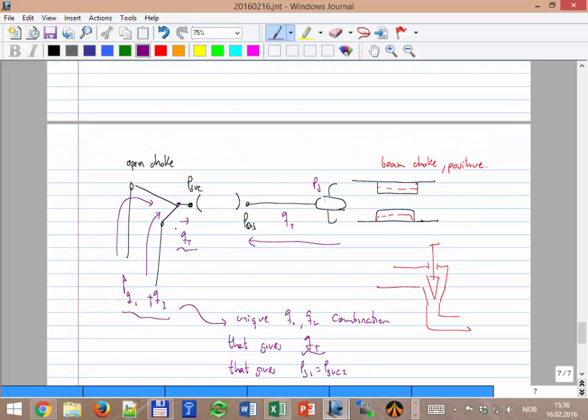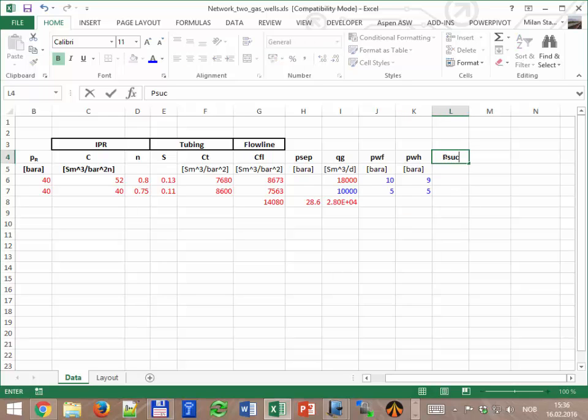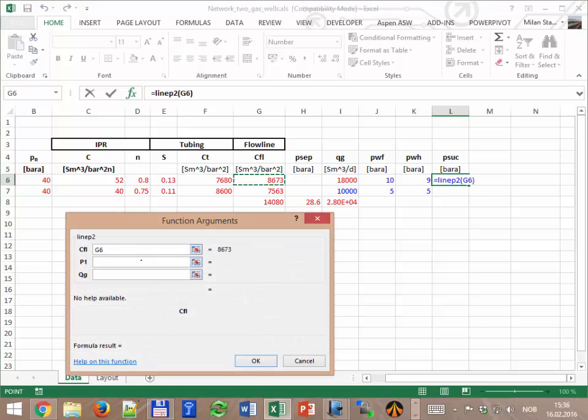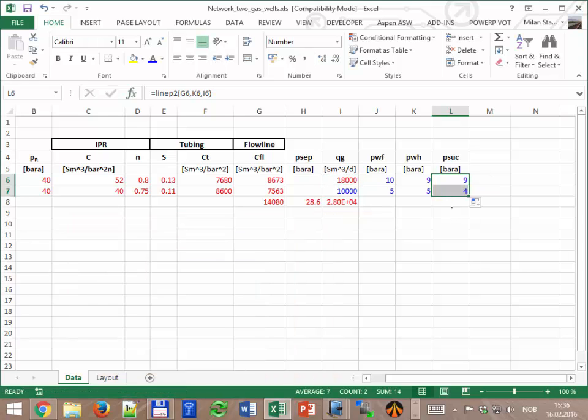My system, now I'm here for both wells, and I have to continue to the junction, or to the suction. So let's put that P suction, and that will be line P2 again, and here I think is the C of the flow line, the inlet pressure, and the rate again. And it didn't go down too much. Now we know that these two should be the same. For that we have to use a solver, but let's wait with the solver.